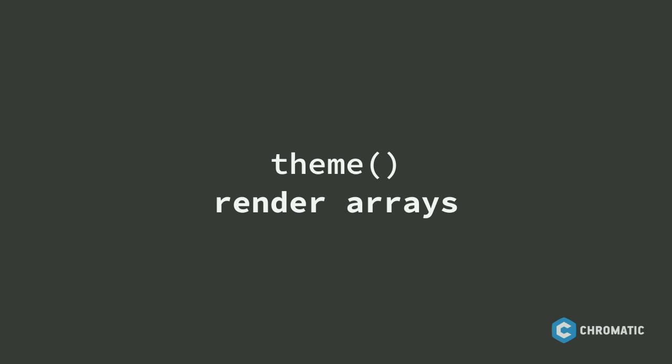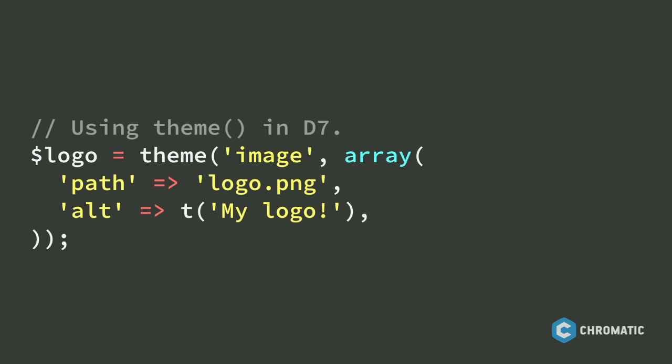So as the session description mentions, there are two ways to turn data into markup in Drupal 7, the theme function and render arrays. When we're using either one at a very basic level, they actually look very similar. In all of the core and contrib and custom code I've seen written for Drupal 7, I see theme being called a lot more often than I see render arrays being used. So I'm going to assume we're a little more familiar with that. Let's start there with the theme function.